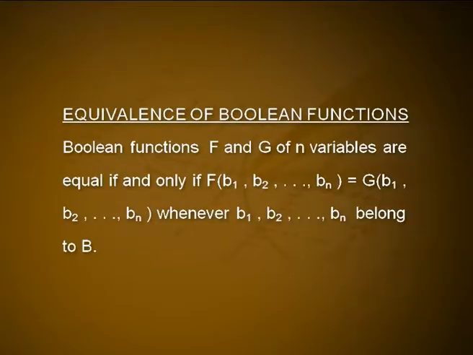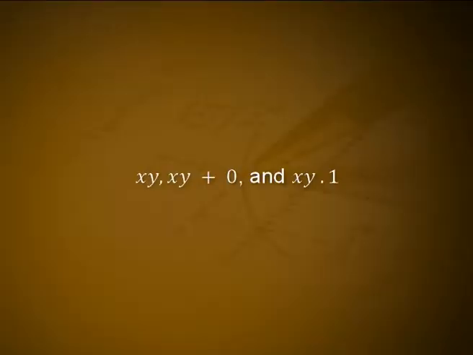Now, let us see some definitions. Equivalence of Boolean functions. Boolean functions f and g of n variables are equal if and only if f(b1, b2, ..., bn) is equal to g(b1, b2, ..., bn) whenever b1, b2, ..., bn belong to B. Two different Boolean expressions that represent the same function are called equivalent. For example, the Boolean expressions xy, xy + 0 and xy · 1 are equivalent.